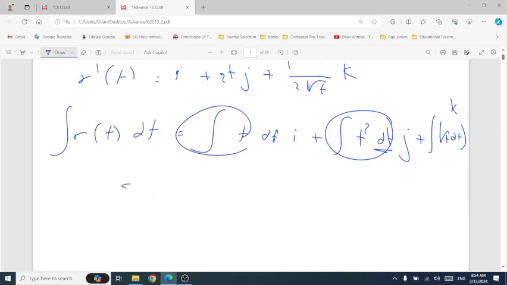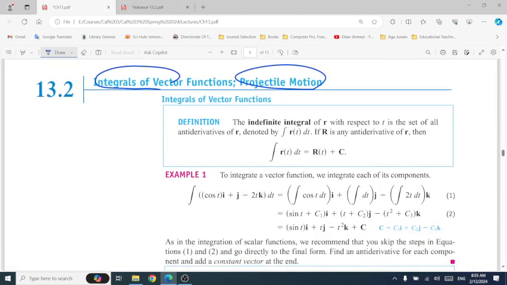What is it equal to in this example? I'll get t squared over 2 i, t to the power 3 over 3 j, and t to the power 3 over 2 for the k part. You got it? So it means one by one, component by component. So that's what we have here.